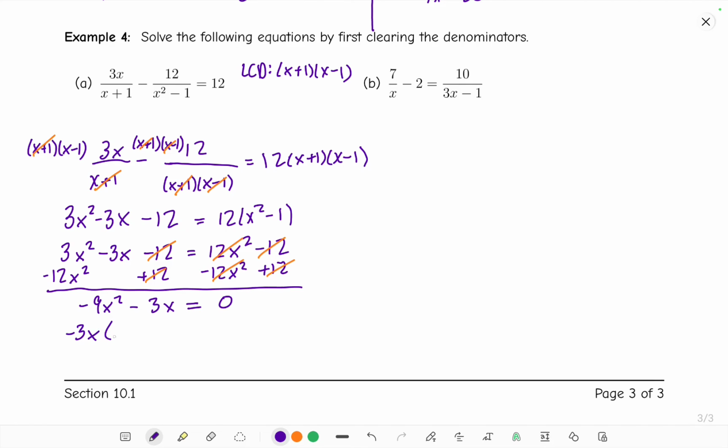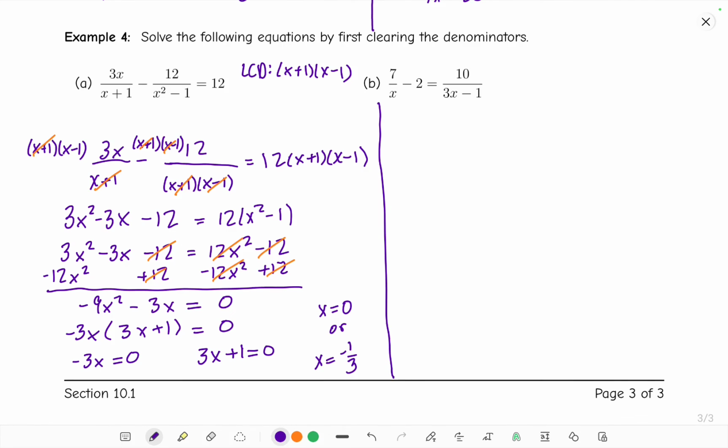Factor out a negative 3x. Get 3x plus 1 equals 0. So negative 3x equals 0, or 3x plus 1 equals 0. Then if we solve the first one, we get x equals 0, and then subtract 1, divide by 3, x equals negative 1/3. Now you do have to plug it back in to make sure it works. I'll let you check that on your own. Both of them work in this scenario.